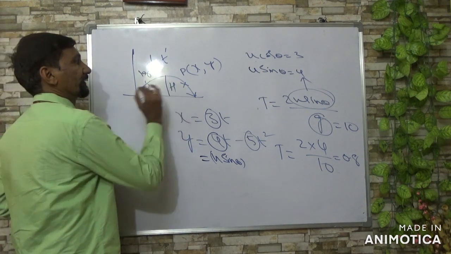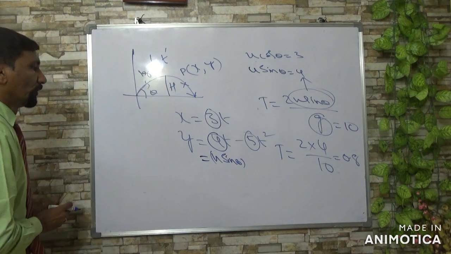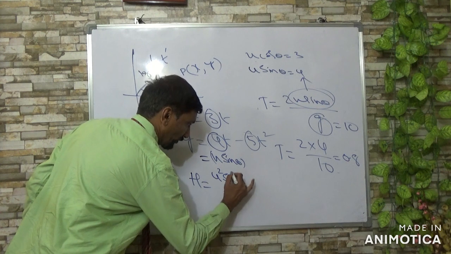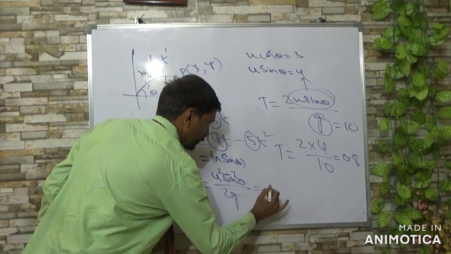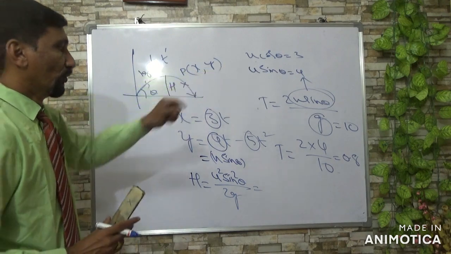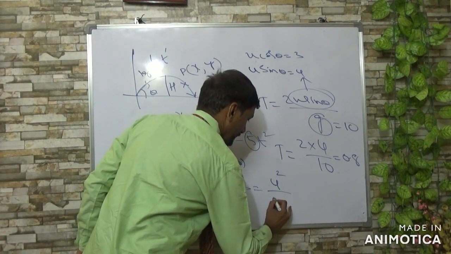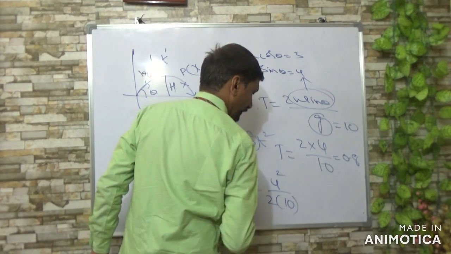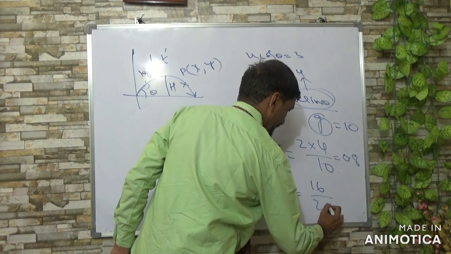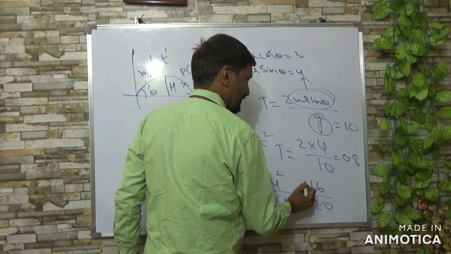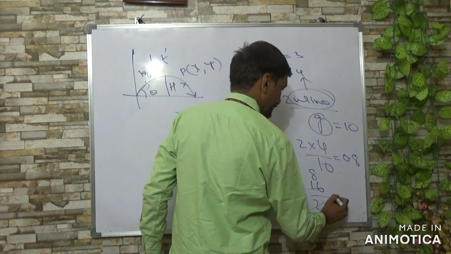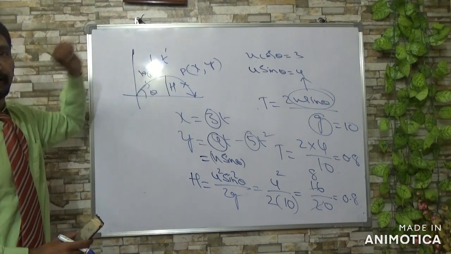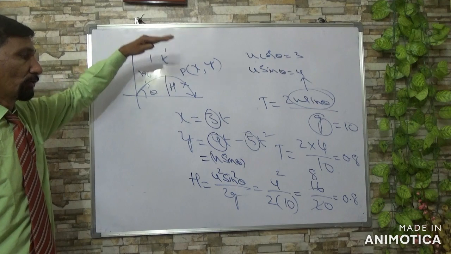Suppose you want to know how much height it raised above the ground. So you know, the formula for H is u square sine square theta by 2g. So u sine theta is known, 4, so 4 square by 2g. Now, g taken 10, so 16 by 20, right? So divide, 8 times by 10, 0.8. Now, 0.8 meter. So the body raised 0.8 meters above the ground.